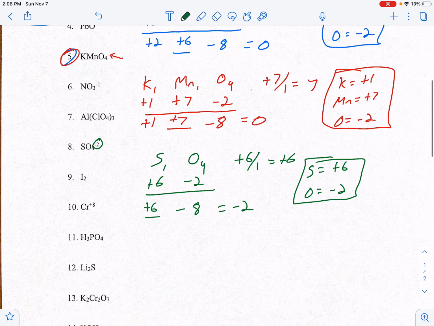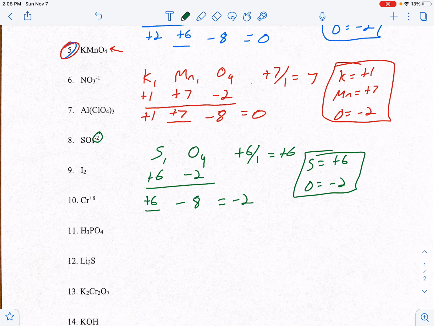Now when you get to some of these examples, like right here, like I2, if you don't see anything there and it's only one element, that means it's 0. So your answer for iodine would simply be 0. That's it. Number 10, if you see this positive 8 and there's only one element there, that means the oxidation number for chromium is going to be a plus 8.